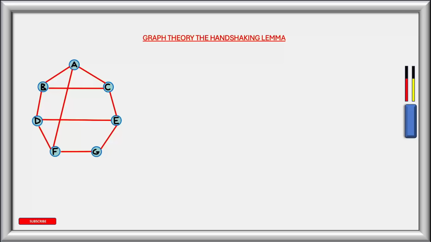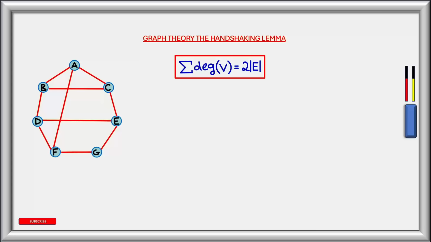So it's not my drawing skills that are failing me. The network is mathematically impossible. To understand why, we need to understand the handshaking lemma. So the handshaking lemma says that the sum of the degrees of all the vertices is equal to twice the number of edges on the graph.